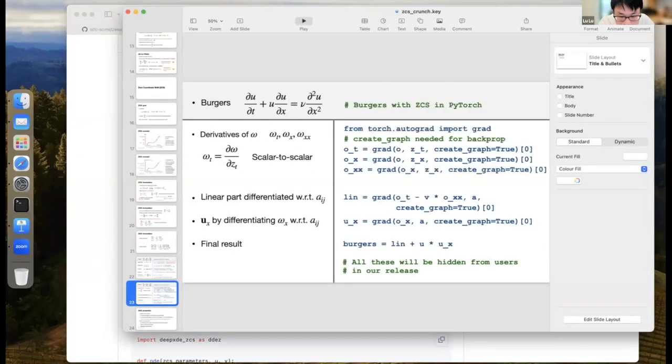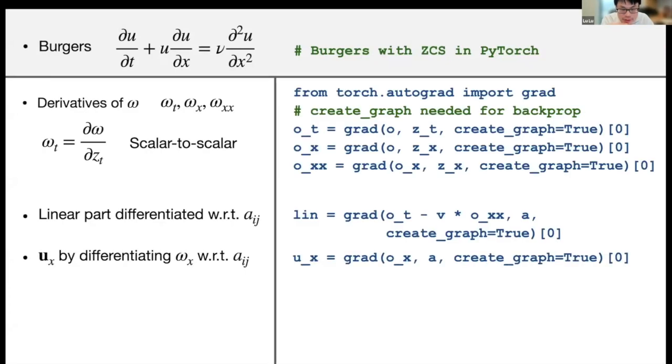Yes. So here the linear is equal to grad omega_t minus v omega_xx. Omega_t is the derivative of omega with respect to t, so this is a scalar. And we minus the second derivative of omega with respect to x, and this v is basically the viscosity, and this part is a scalar. And then we take the derivative with respect to a. You get the linear part, this one minus this one, and then you do the nonlinear part and combine them. Okay, I see. Got it.